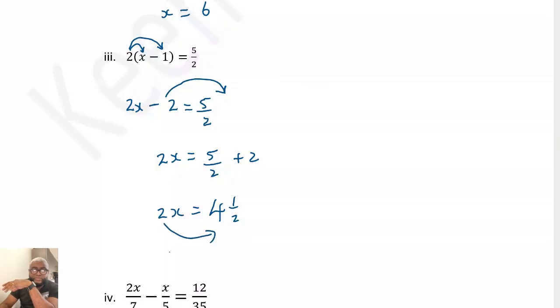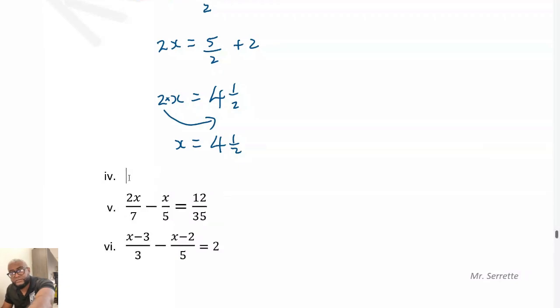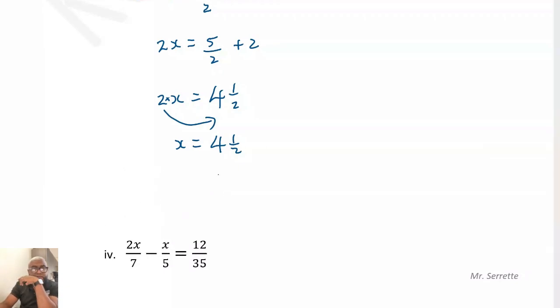You're going to carry this 2 here. Do the opposite of multiply, because multiply is understood in between here. The opposite of multiply is to divide. X is equal to 4.5 divided by 2. Right? Send this down. So 4.5 divided by 2.